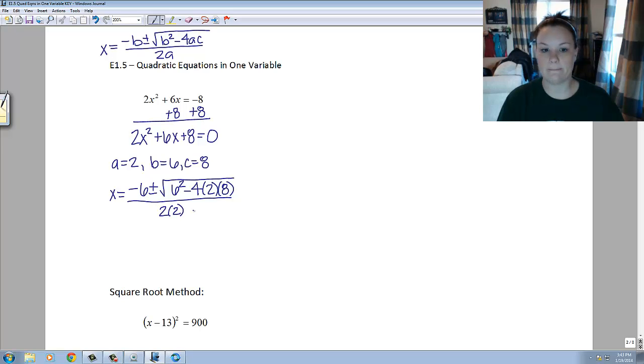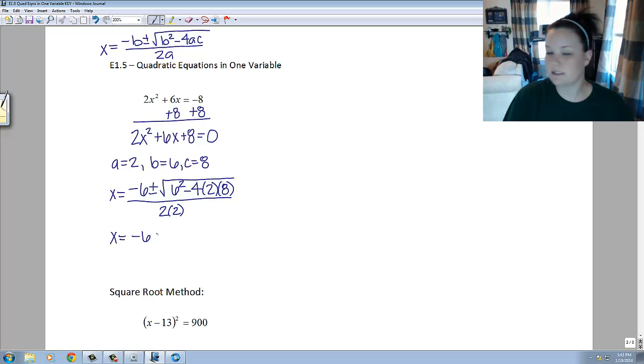Then I want to go ahead and simplify. So I have x is equal to -6 plus or minus the square root. 6 squared is 36. 4 times 2 is 8, times another 8 gives me 64. And since I only have one negative, it's going to be a -64. All over 2 times 2, which gives me 4.